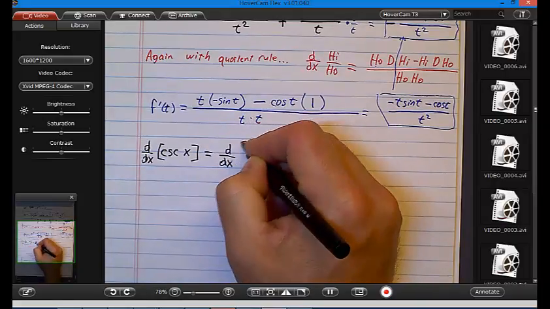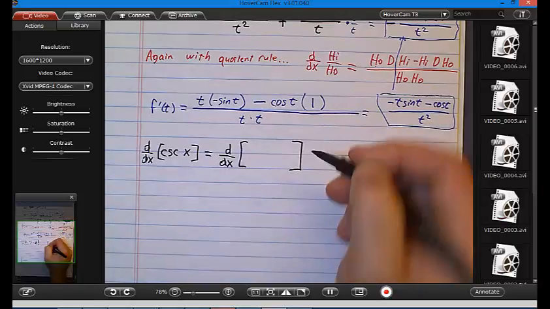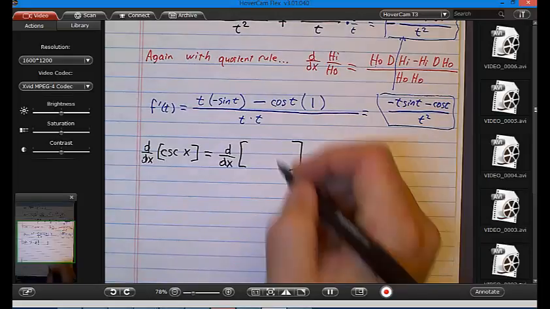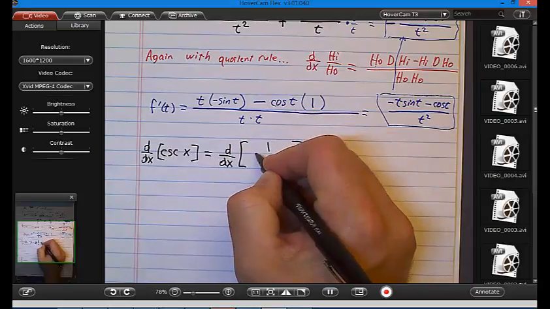By the way, I can't remember if tangent is a homework problem. That might have been a quick check for Wednesday. How would you rewrite the tangent function? Sine of x over cosine of x, and then you could use the quotient rule and you could find the derivative. But let's do cosecant. This is a good example.